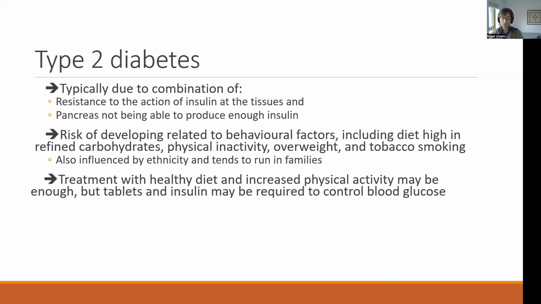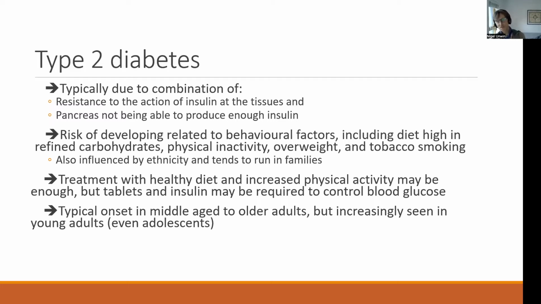As mentioned in the video as well, treatment may be perfectly fine to start off with, at least with a healthy diet and increased physical activity. That may be quite enough to get things back to normal, with changing lifestyle and losing some weight perhaps. But eventually tablets and even insulin may be required to control blood glucose. The distinction with type 1 is that insulin isn't required, at least in the short to medium term, for survival, whereas in type 1 diabetes it is, because the body isn't producing any insulin.